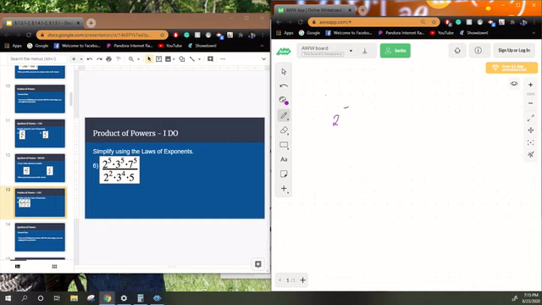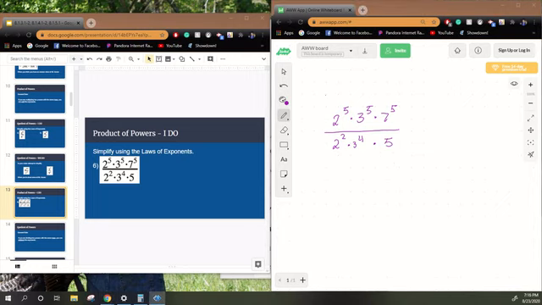So we have 2 to the 5th power times 3 to the 5th power times 7 to the 5th power all over 2 to the 2nd power times 3 to the 4th power times 5. Alright, well let's just take a little look on how we're going to solve this problem. So let's just take this one at a time.